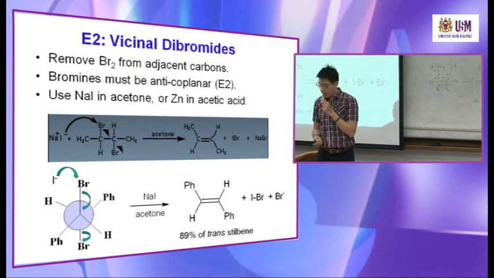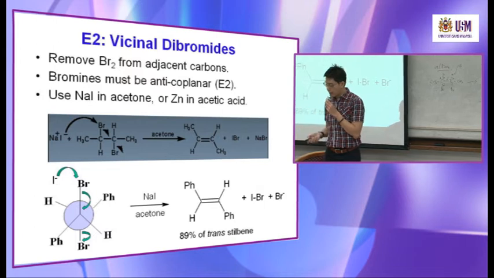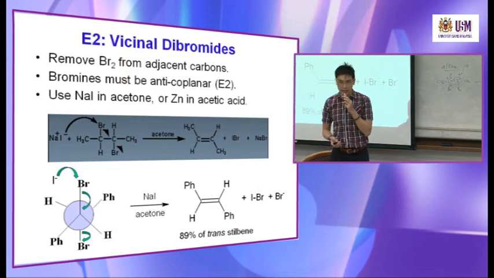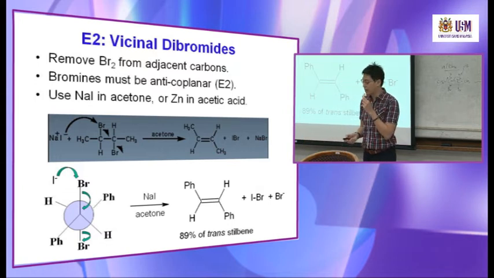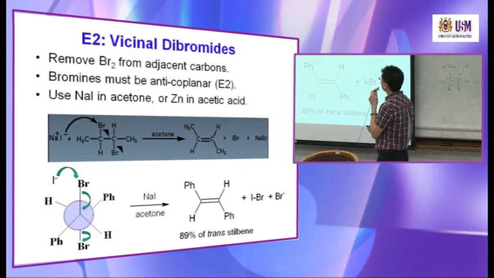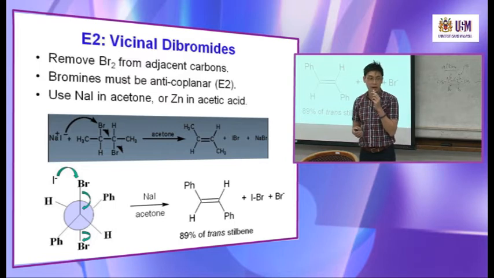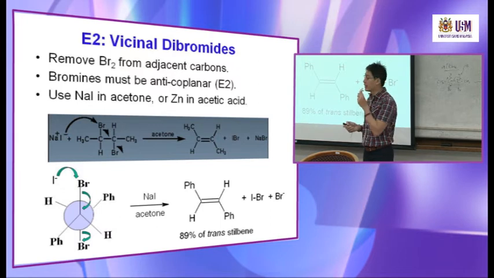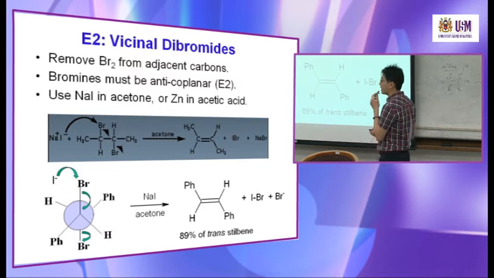Or you can use sodium iodide in acetone, as in the example here, or zinc in acetic acid. The mechanism might be different, which you need to check out again. Okay, but it's good enough to know this sodium iodide in acetone. Using the vicinal dibromide in anti-coplanar geometry. It's an E2 reaction as well. In this case, this is also an E2 reaction, but the side product is different. Okay?